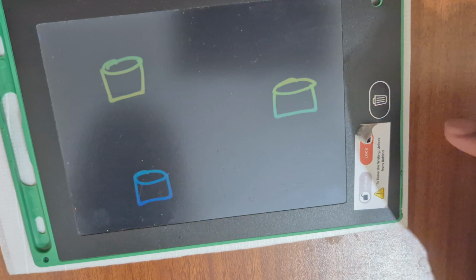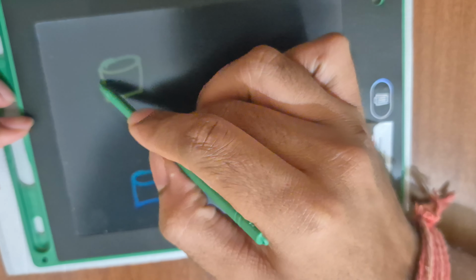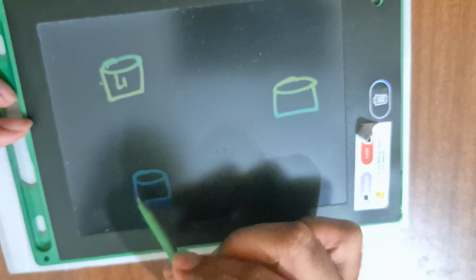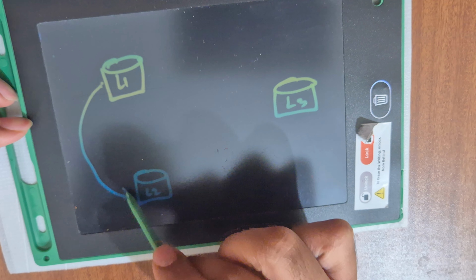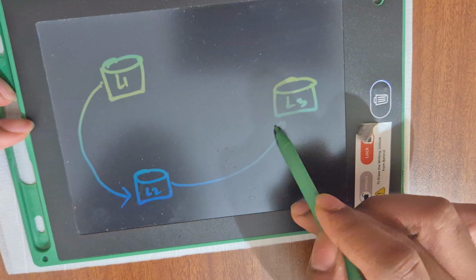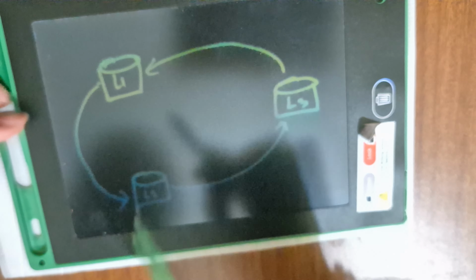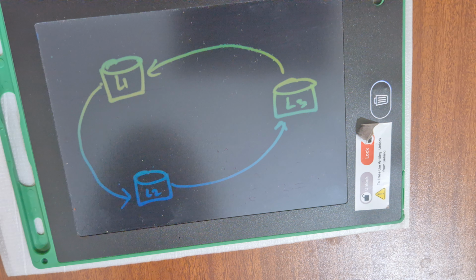So first is circle topology. In circle topology, let's say this is leader 1, this is leader 2, this is leader 3. Leader 1 replicates to leader 2, leader 2 replicates to leader 3, leader 3 replicates to leader 1. Very easy. But what are the problems?